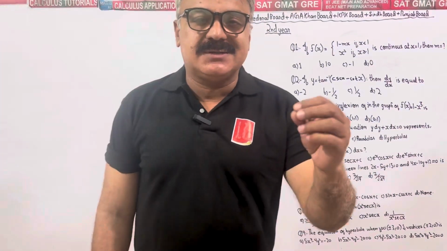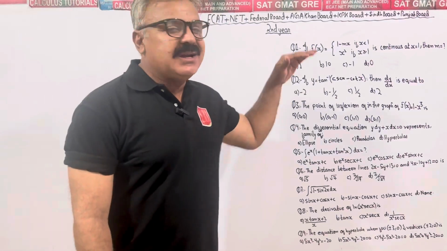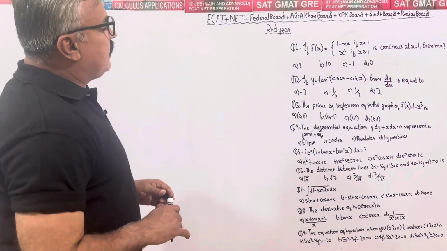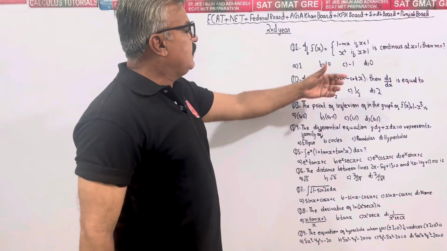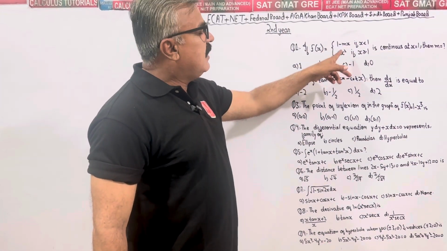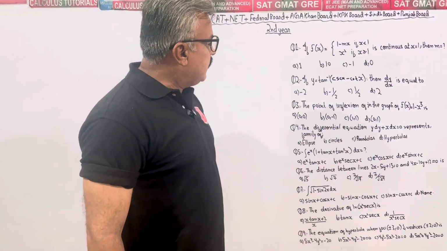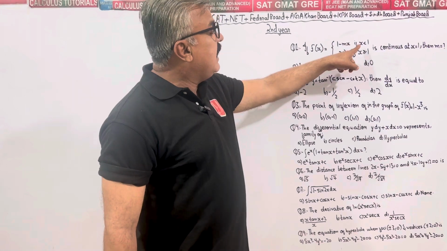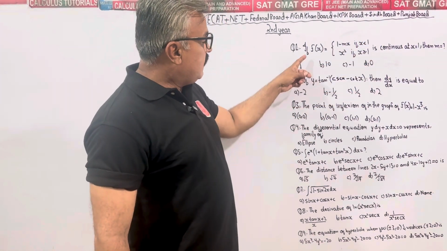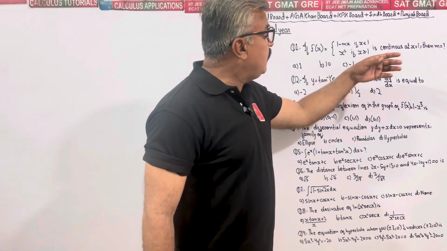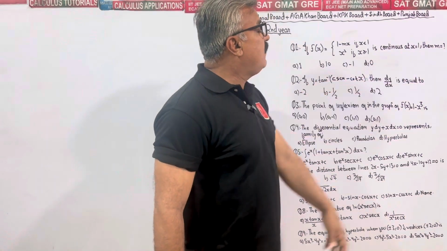Almost within minutes, let's refresh. Our question number one reads as such. This type of function is known as a piecewise function because it has two pieces. More than one piece is known as a piecewise function. It is given to us that f of x is equal to 1 minus mx when x is less than 1, and f of x is equal to x square when x is greater than or equal to 1, is continuous at x is equal to 1. Then find m.